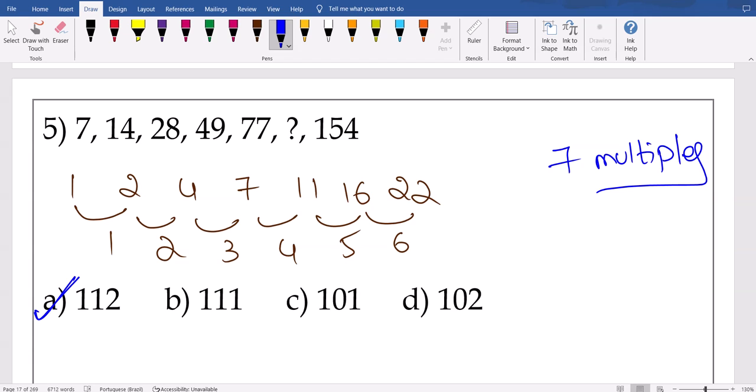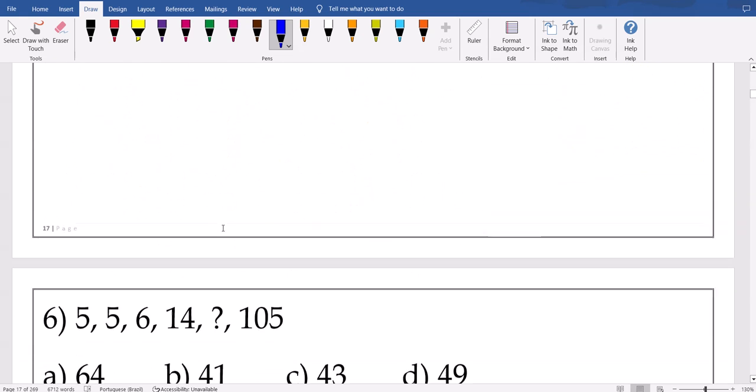7 1 time, 7 2 times. I have written 7 into what is that other factor? 1, 2, 4, 7, 11, 16. Few people have already taken the direct difference also. Okay, I'm not saying no. First difference 7, sir, next 14, sir, next difference 21, sir. Okay, cool. You can do it like that also. That approach is also correct, no issues. But you got the answer 112, so happy then.